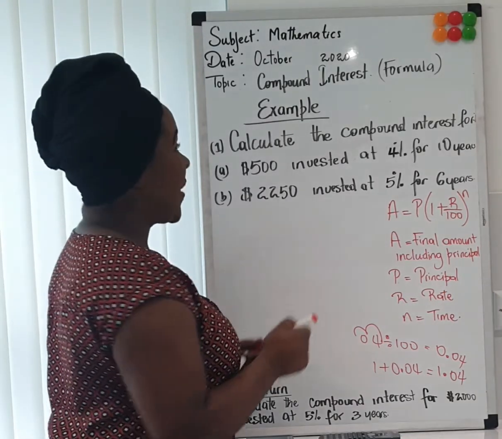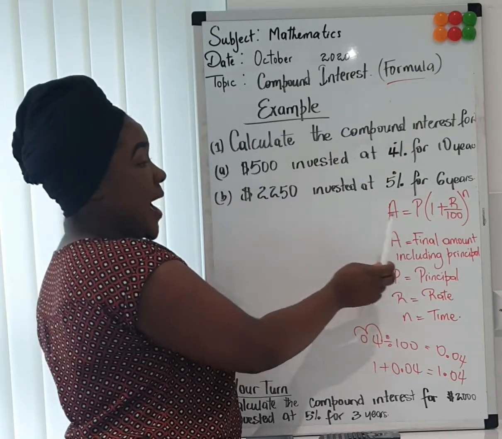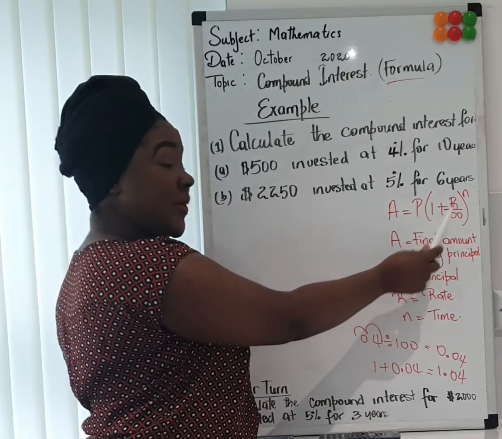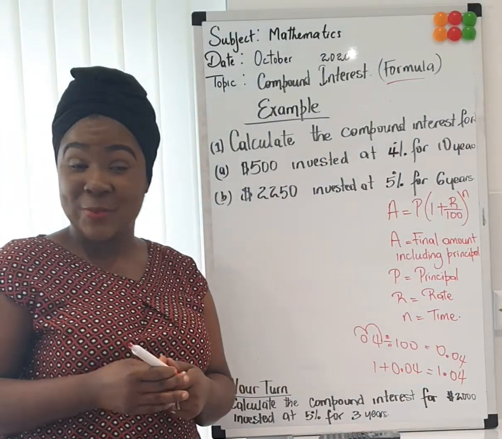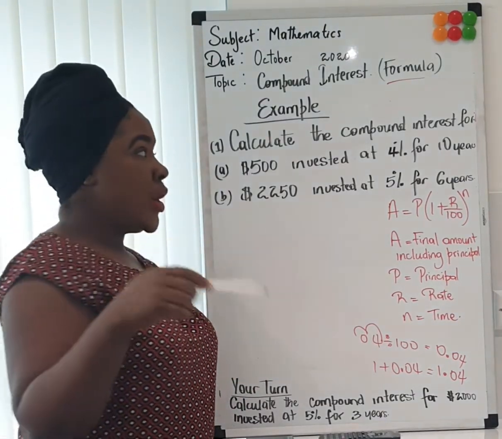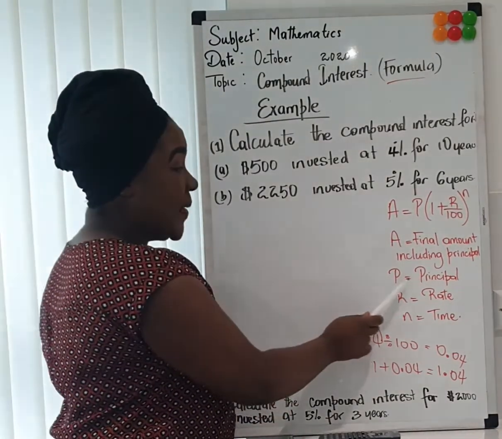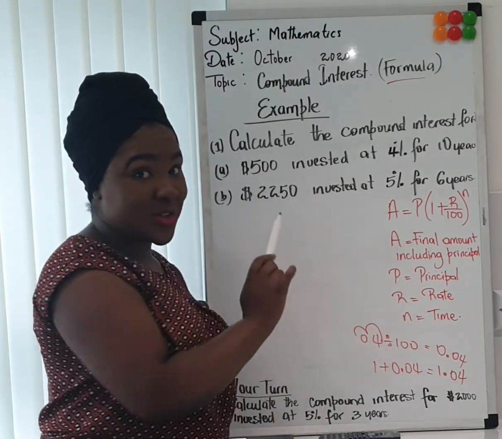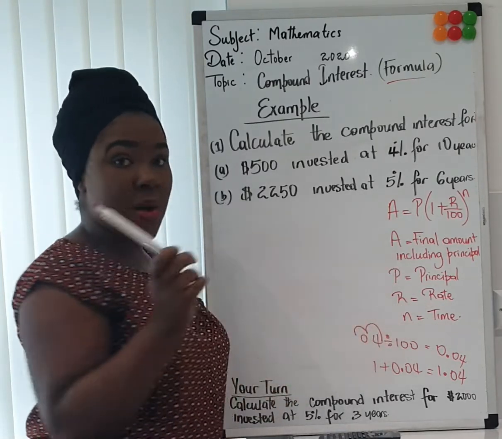Alright, so let's go. We're using the formula method, and as you can see here we have our formula written out. A equals P open bracket 1 plus R over 100 raised to the n. Let's see what each of those letters represent. A here equals the final amount including principal, so it would have the compound interest plus the principal included. P is for principal, so that would be all 500 or 2,250. And R would be our rate, and n would be our time.